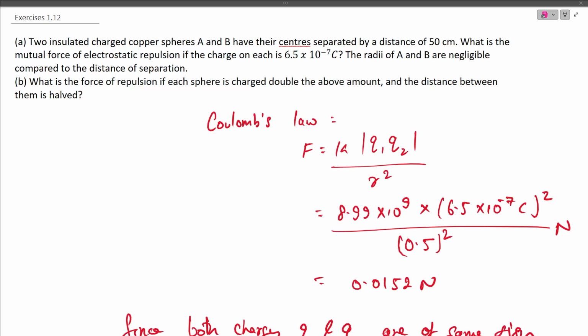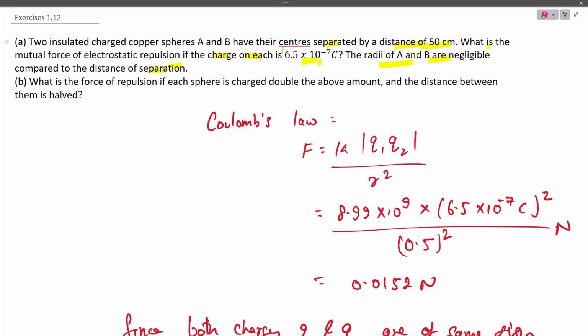The question says that two insulated charged copper spheres A and B have their centers separated by a distance of 50 centimeter. What is the mutual force of electrostatic repulsion if the charges on each is 6.5 × 10^-7 coulomb? The radii of A and B are negligible compared to the distance of separation.